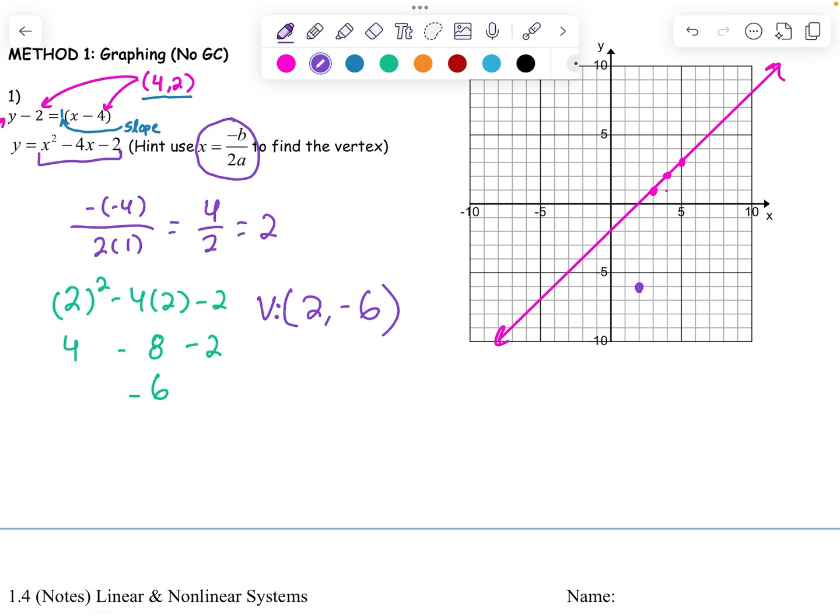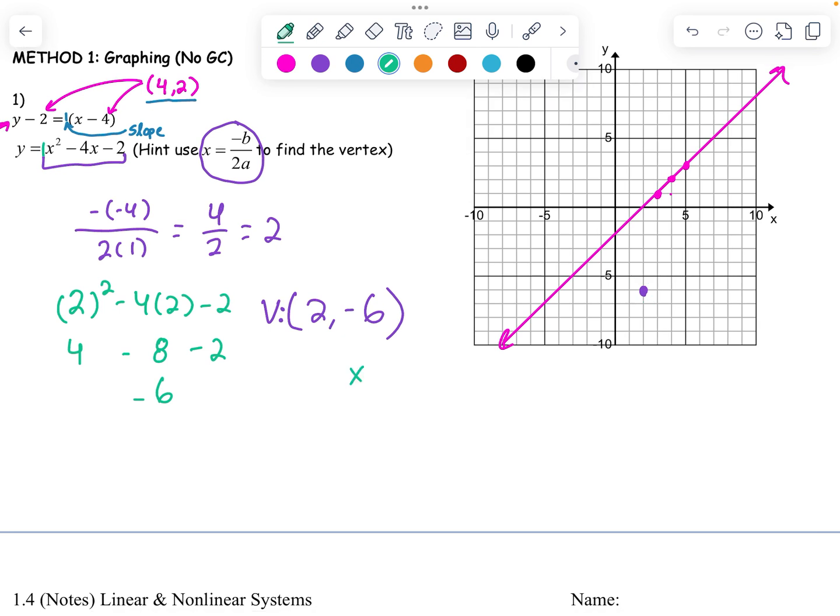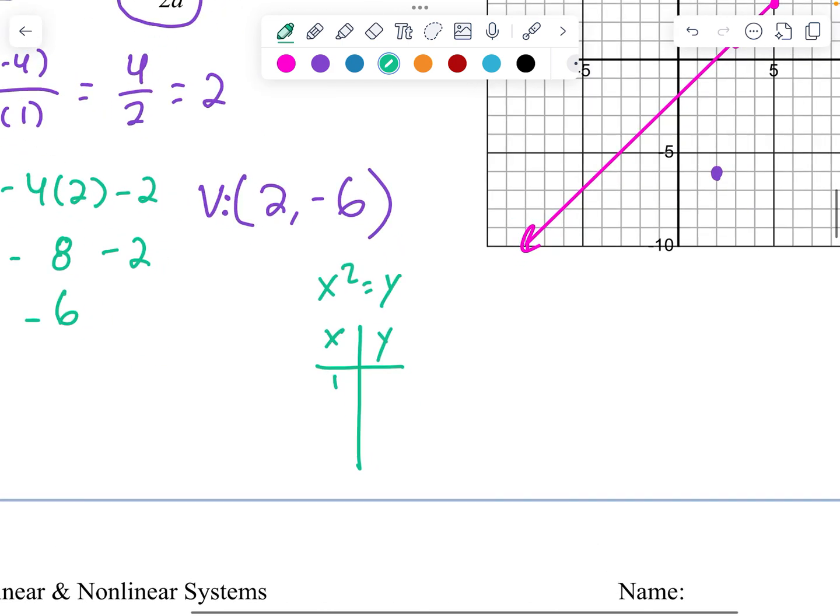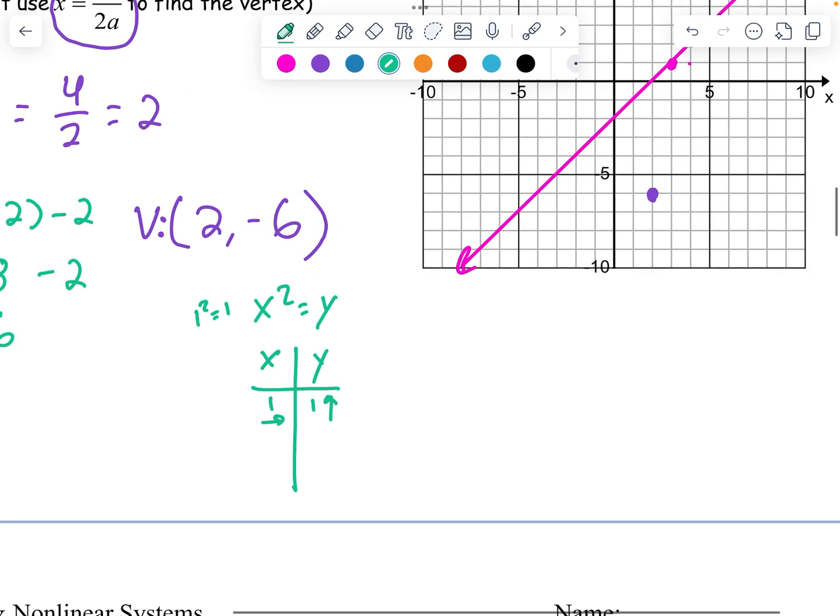And then from this, we can just graph our parabola. Luckily, right here, we have a value of just 1. So that means from this vertex, it's just going to look like the parent function. So if I'm thinking about my parent function, x squared equals y, and then just build my little table right here. If I went to the right 1, and I plugged that 1 into x squared, it would give me out a value of 1. So if I go to the right 1, it should go up 1. So we'll go right here, right 1, up 1.